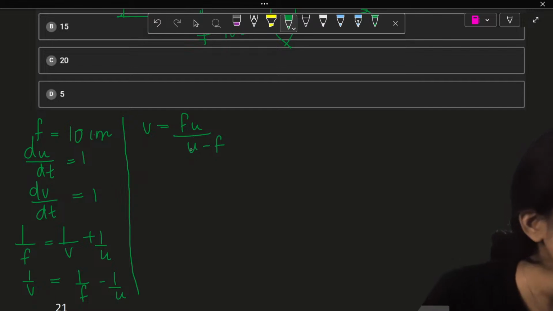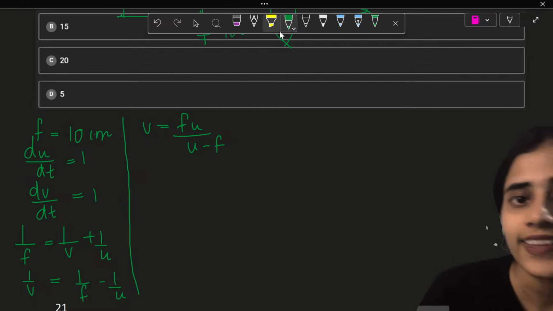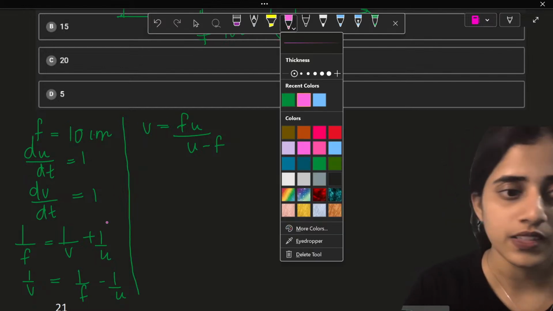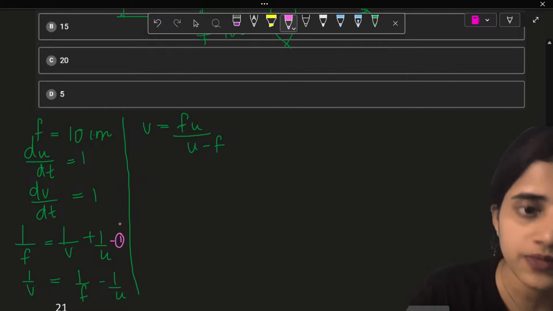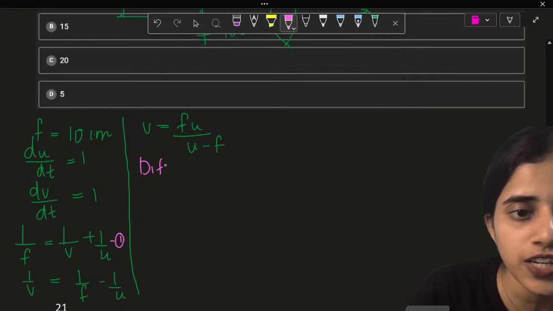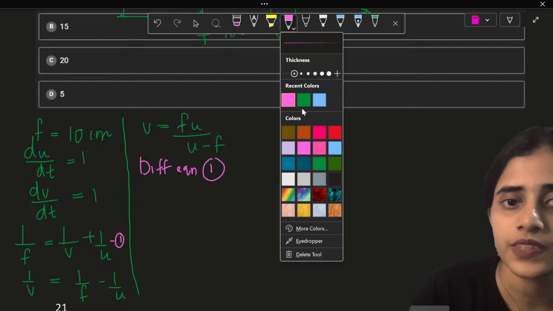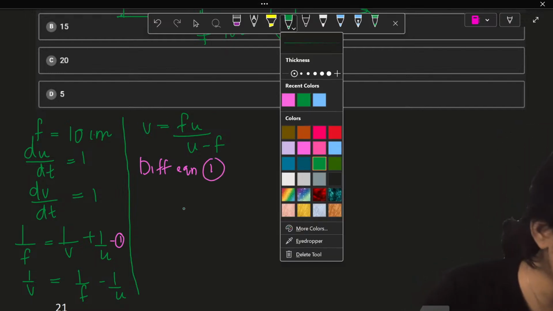Okay? Is this fine? This much is fine. Now what we will do is, we will differentiate equation 1. So what is my equation 1? This is my equation 1. Now let's differentiate equation 1. Okay? Let's get back to the green pen.